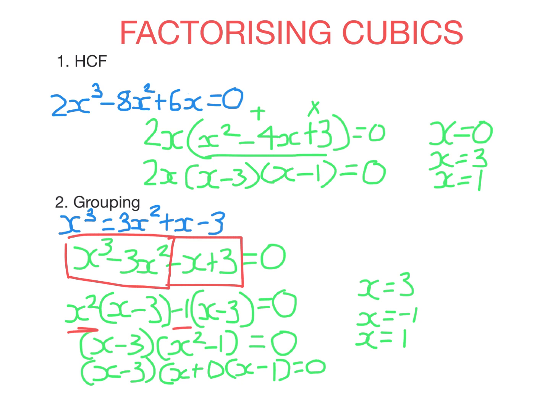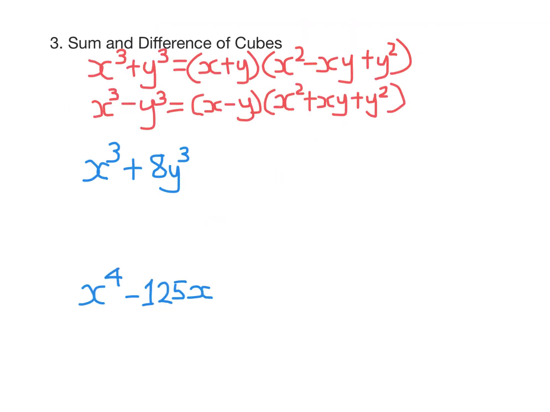All right, let's look now at one more method for factorizing cubics. So this method is the sum or difference of cubes. So this tells you how to factorize the sum of cubes and this the difference of cubes. So using this formula, we get a linear factor, but we always get an irreducible quadratic. So this quadratic and this quadratic cannot be factored further, at least using real numbers.